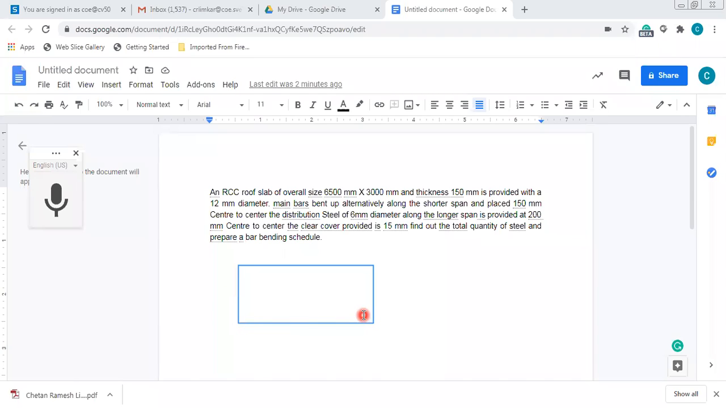These are the distribution bars. The spacing between the distribution bars is given as 200 mm center to center, and they are using 6 mm diameter bars along the longer span. So along this direction they are using the 6 mm diameter bar, and you have to prepare the bar bending schedule for the same.